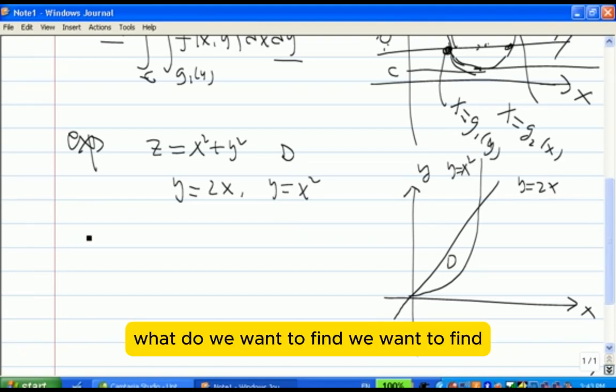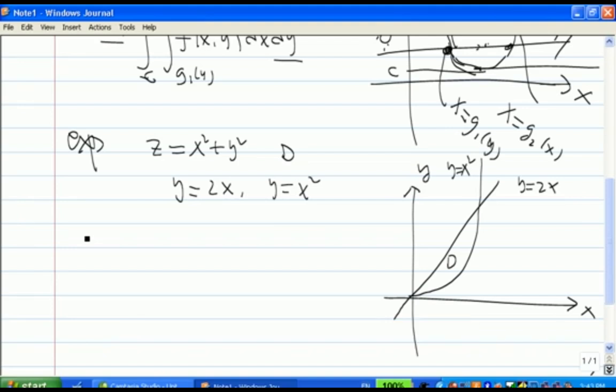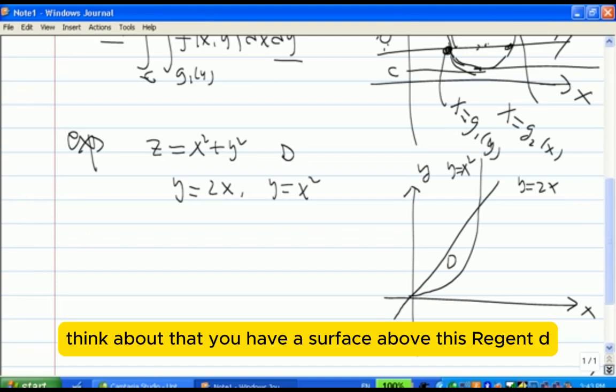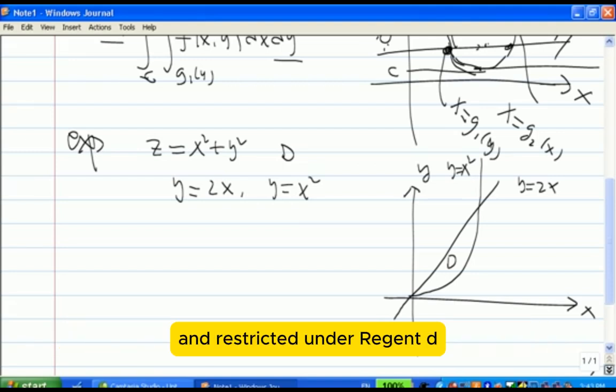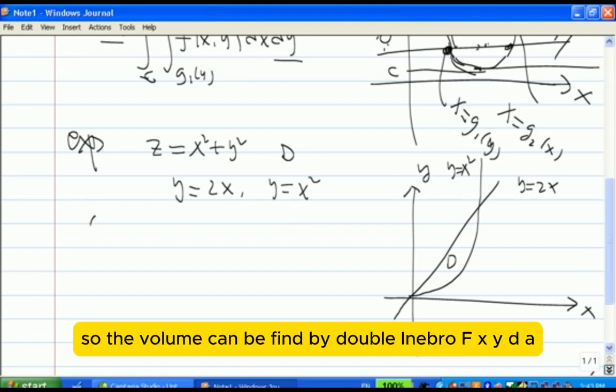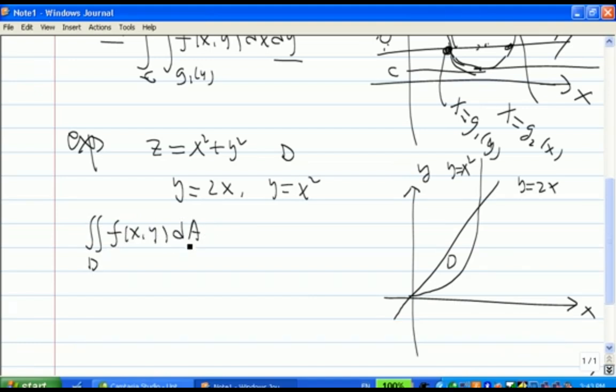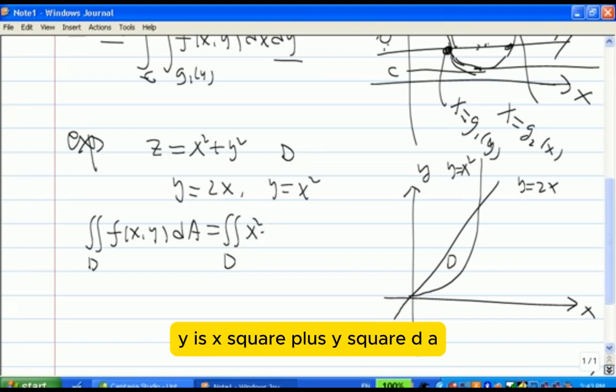Okay, what do we want to find? Think about that. You have a surface above this region D. We want to find the volume under this surface and restricted to the region D. So the volume can be found by the double integral of f(x,y) dA. What is my f(x,y) here? My f(x,y) is x squared plus y squared.